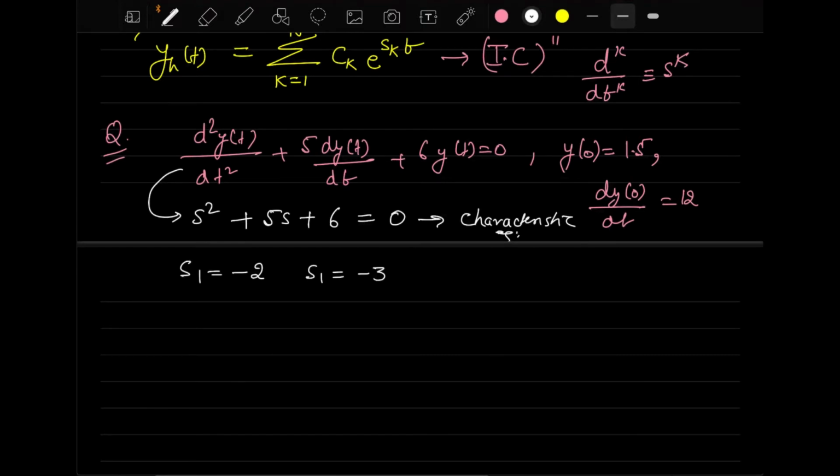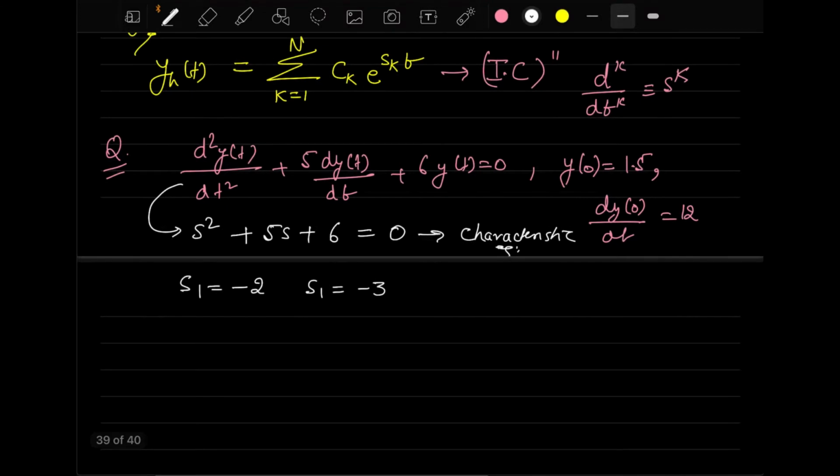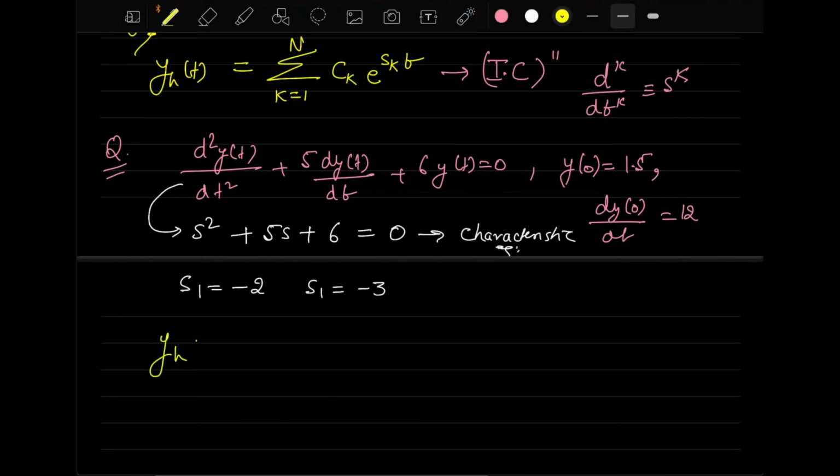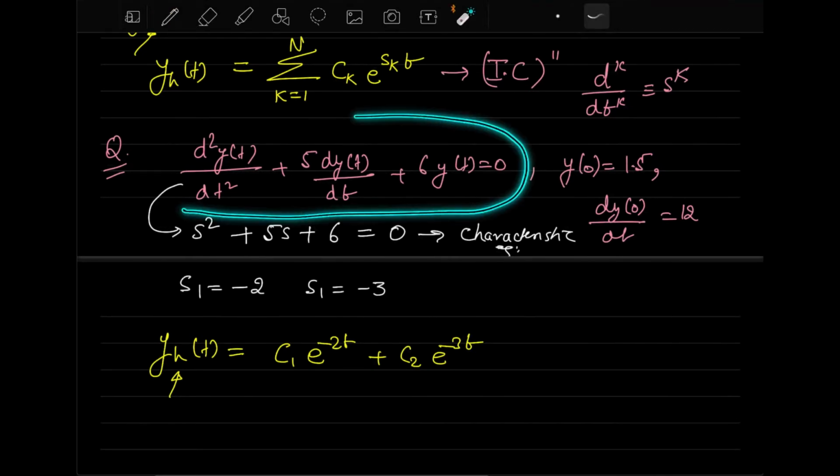Now we have already discussed that these roots are used here in this power, because these are the s_k where k runs from 1 to 2. So we will write this equation again, but now your capital N is 2 here. So your homogeneous solution, your natural response, will be C1 e^(-2t) plus C2 e^(-3t). This is your solution for this differential equation, and this is the natural response.